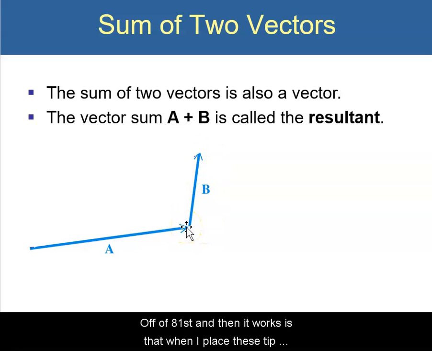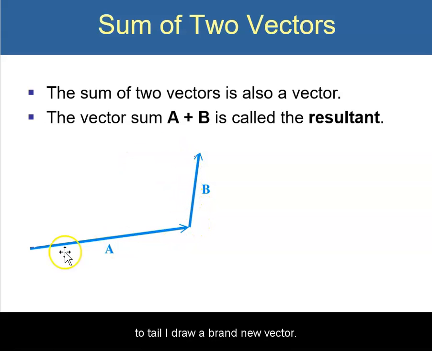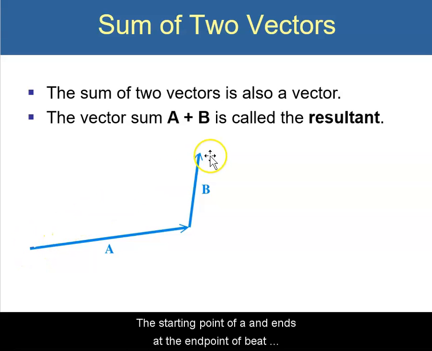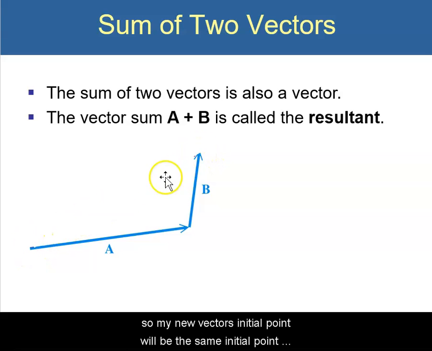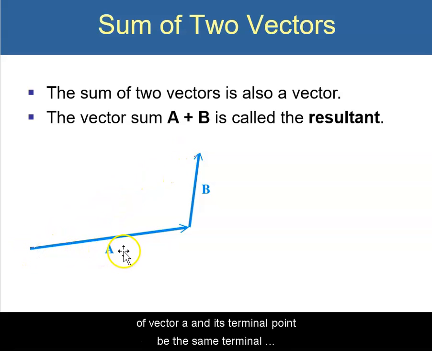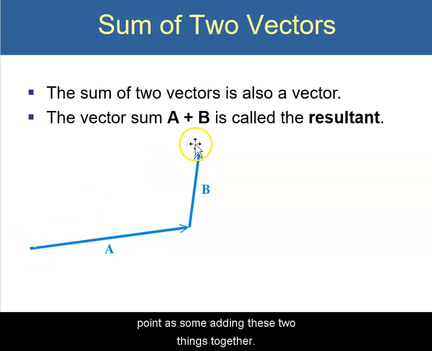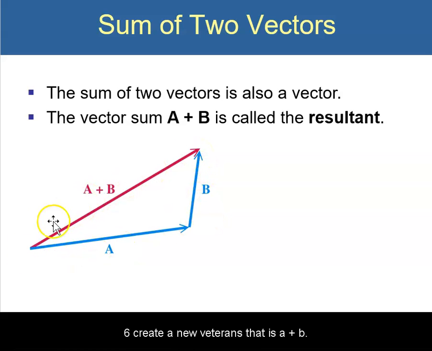Okay, but it doesn't really matter. You'll always get the same vector. So geometrically, the way this works is that when I place these tip to tail, I draw a brand new vector that starts at the starting point of A and ends at the end point of B. So my new vector's initial point will be the same initial point of vector A, and its terminal point will be the same terminal point as B, right? So I'm adding these two things together to create a new vector that is A plus B.